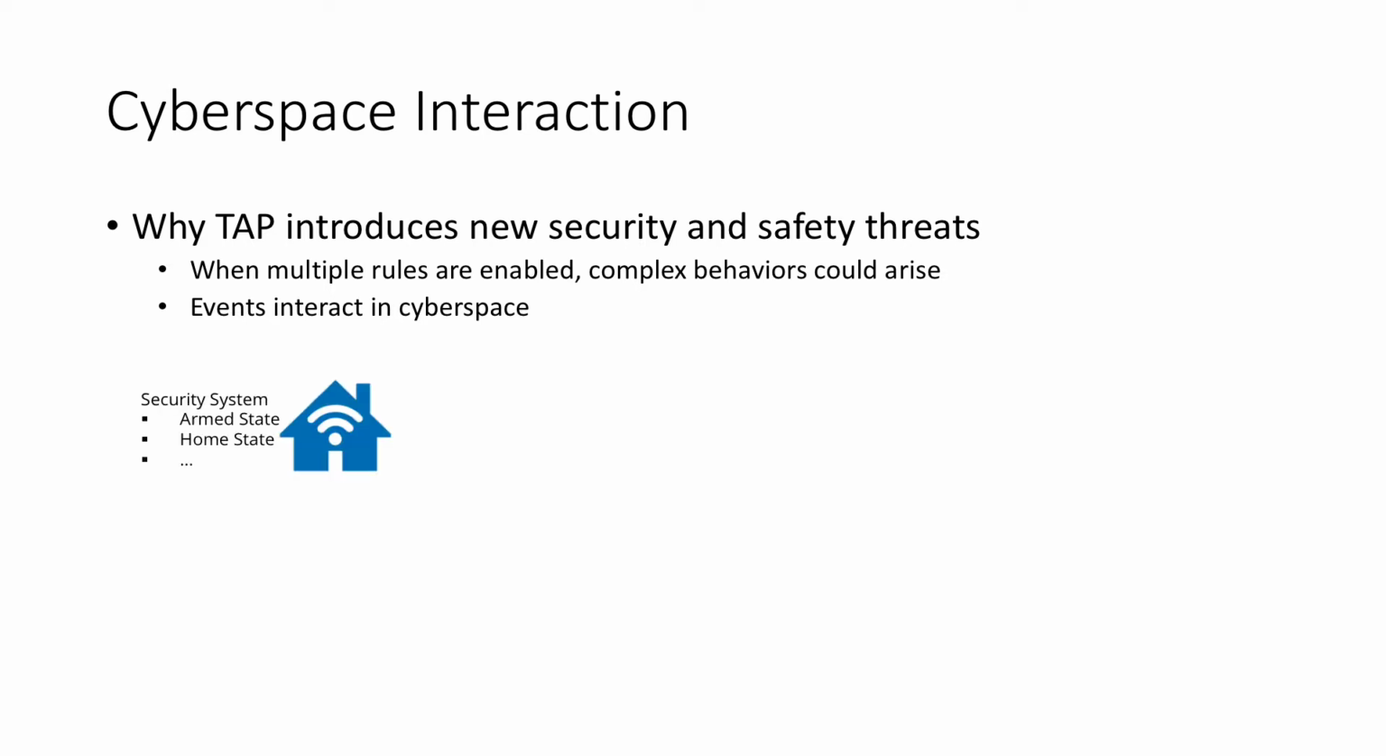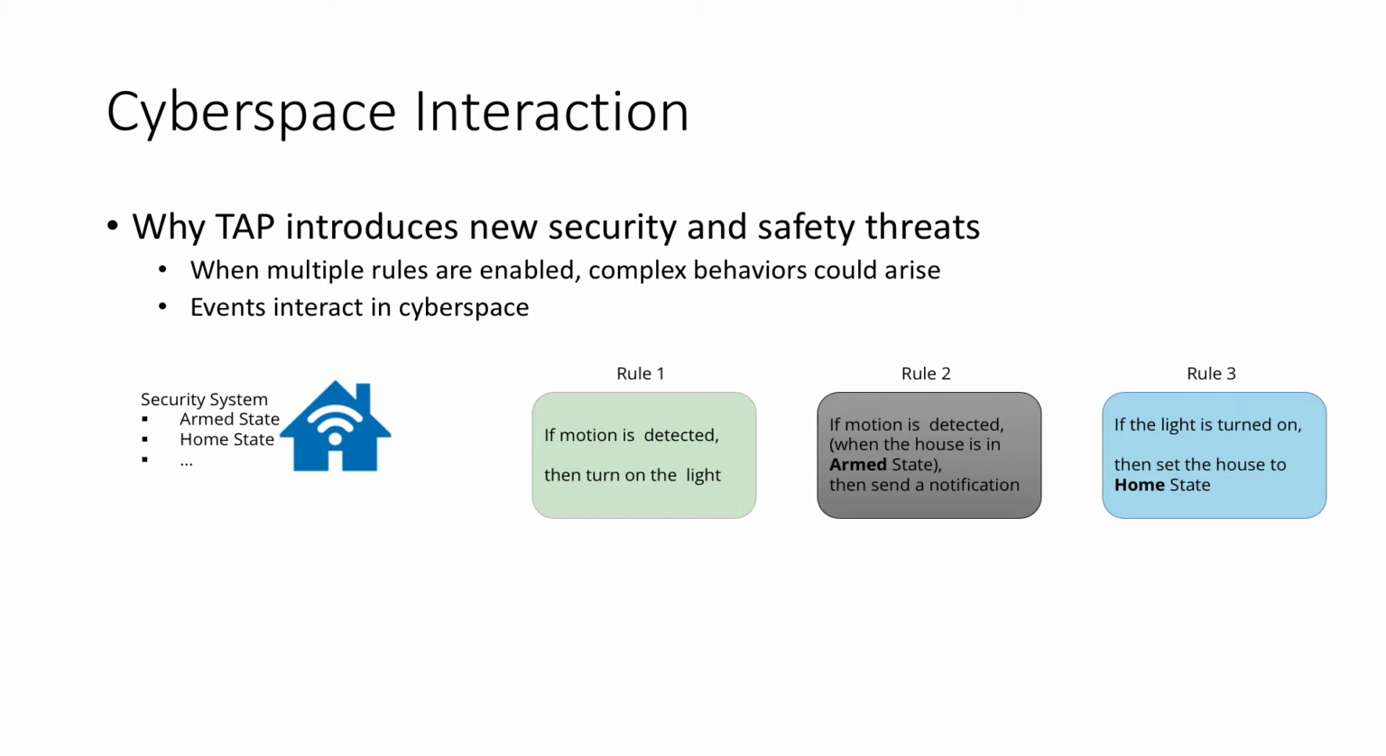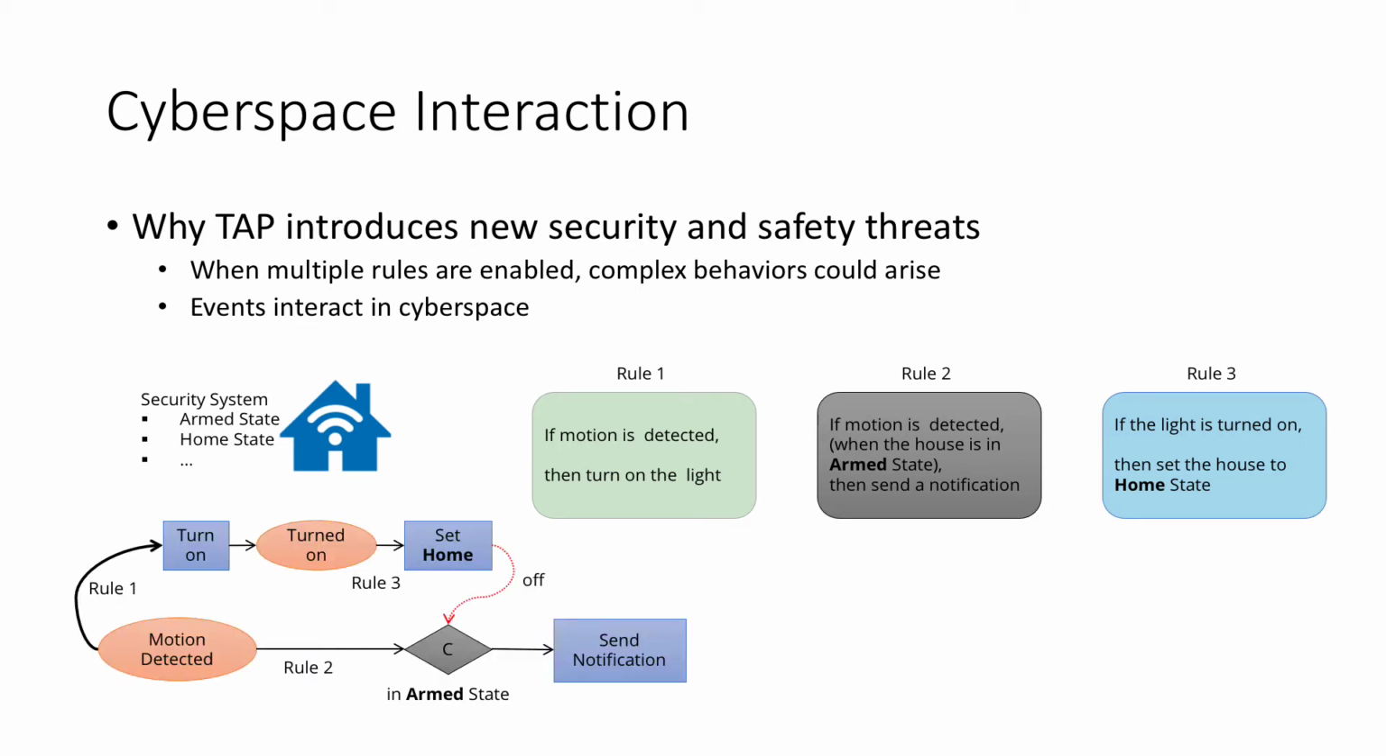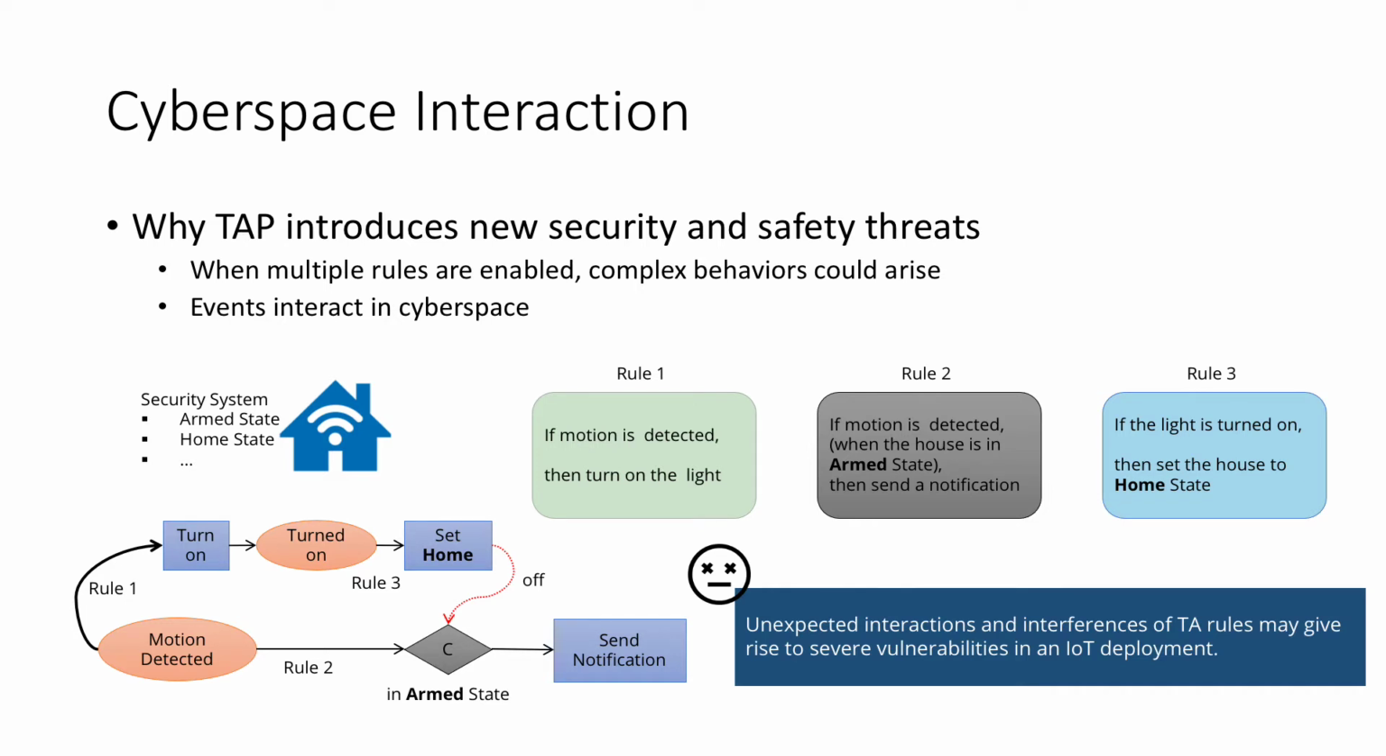For example, a room has two states, arm state and home state, and we have three rules. If the motion is detected, then turn on the light. If the motion is detected when the house is in arm state, then send a notification. And if the light is turned on, then set the house to home state. We can say there would be two rule chains, and rule 2 will cause the action, send a notification, which is unexpected. So the unexpected interactions and interferences of the rules may give rise to severe vulnerabilities in an IoT deployment.